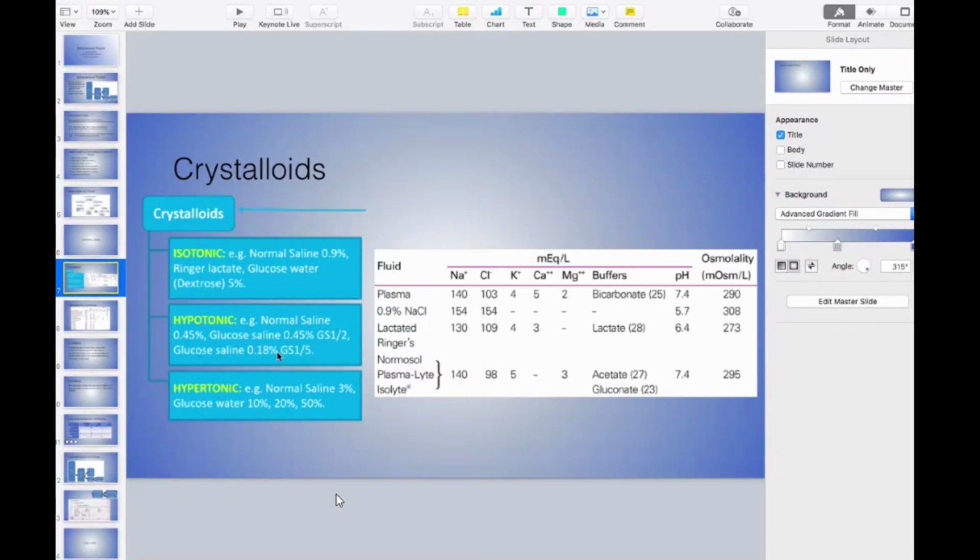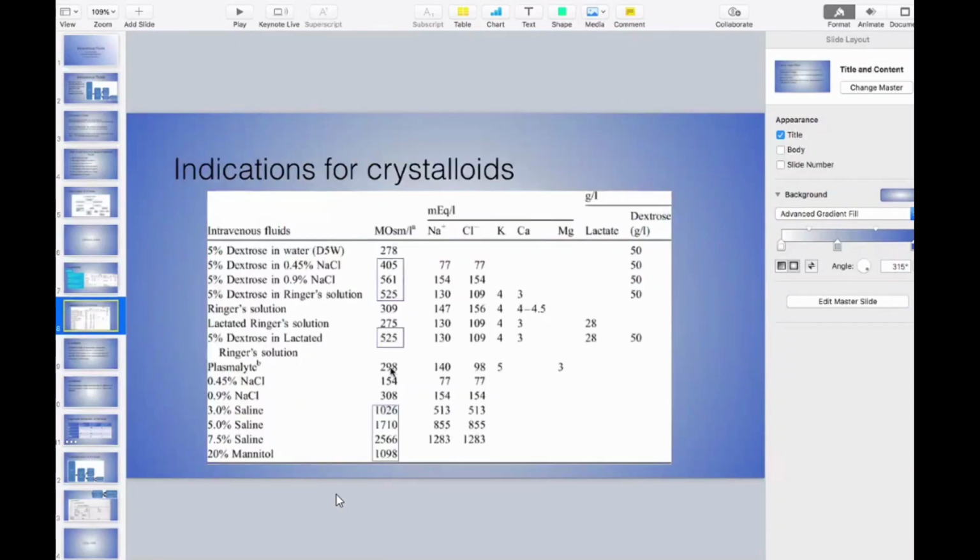Now in hypotonic fluids, the tonicity is less than the plasma. An example is half normal saline. In the hypertonic solutions, their tonicity is more than the plasma. 3% sodium chloride, mannitol, or 10% and 20% dextrose are hypertonic solutions. If you see this table, you can see 5% dextrose, 5% dextrose in half normal saline, and 5% dextrose in normal saline.